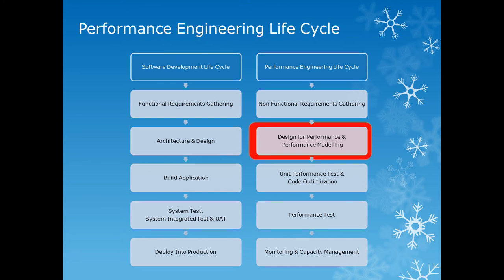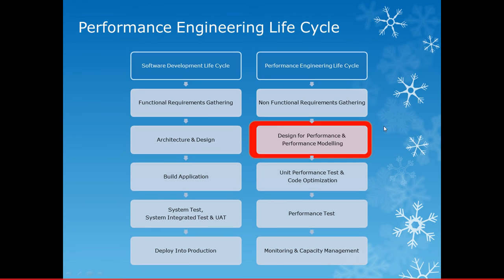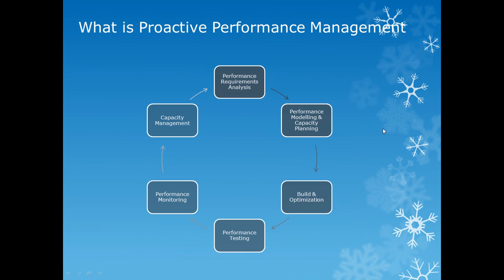So in a nutshell, performance engineering is a set of processes, roles, techniques, skills that are aimed at addressing non-functional requirements across the development lifecycle. And performance engineering includes a set of processes for each corresponding process across the software development lifecycle. So let's move on to the next slide.